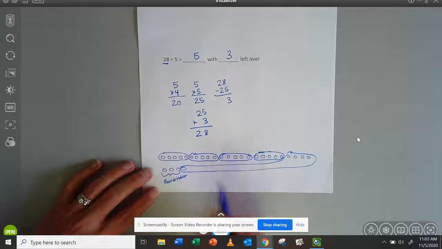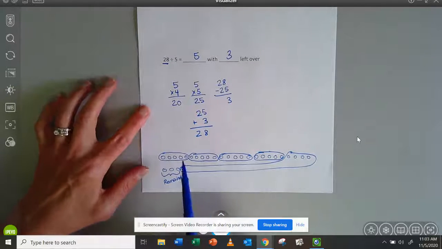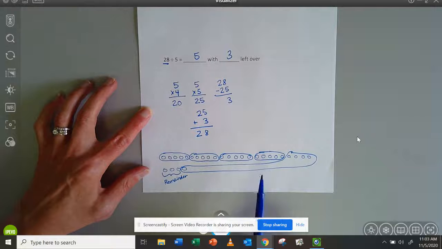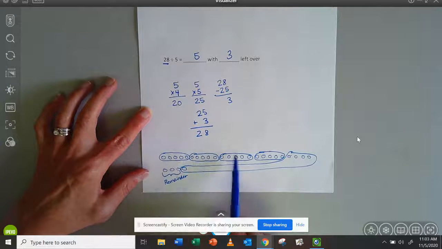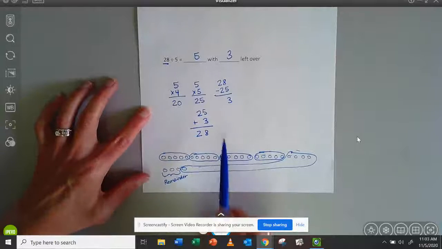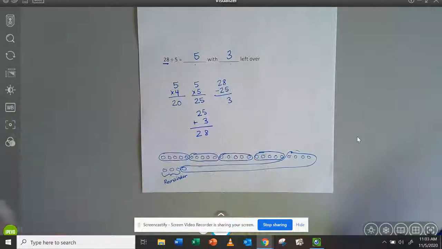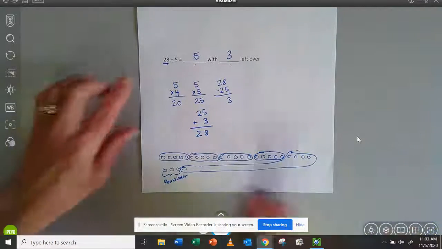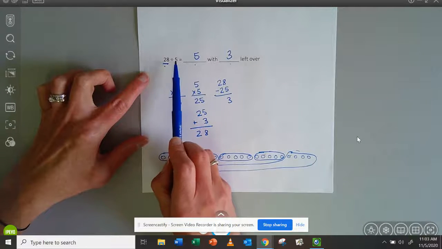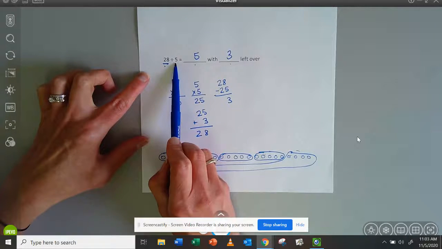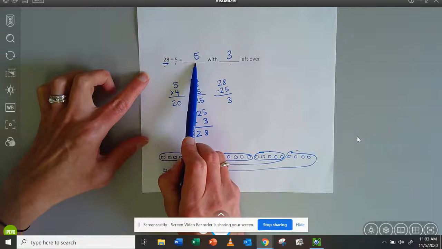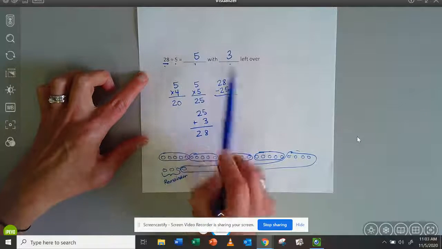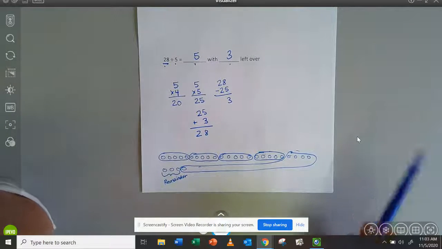And how many groups did I have? I had 1, 2, 3, 4, 5 full groups. So 5 groups, and I had 3 left over. So I've got my large number, I'm splitting it up into that many equal groups. How many groups can I make without going over, and what is left after I make as many groups as possible? That's what you're looking for.